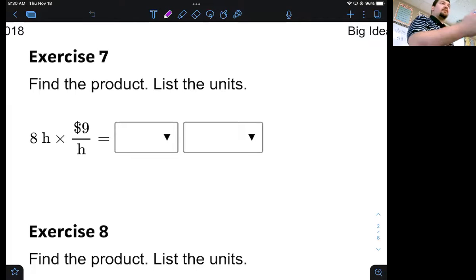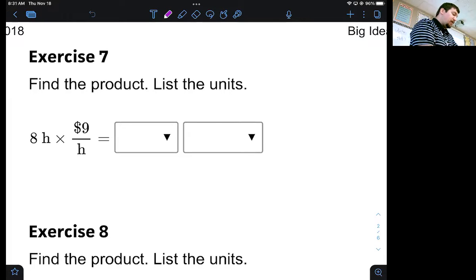You should be able to tell, you can multiply it, and that should tell you what? Not how much money you get per hour. I already know that's 9. How about how much money I get? 8 hours. I already know it's 9. How about how much money I'll get for working 8 hours, right?